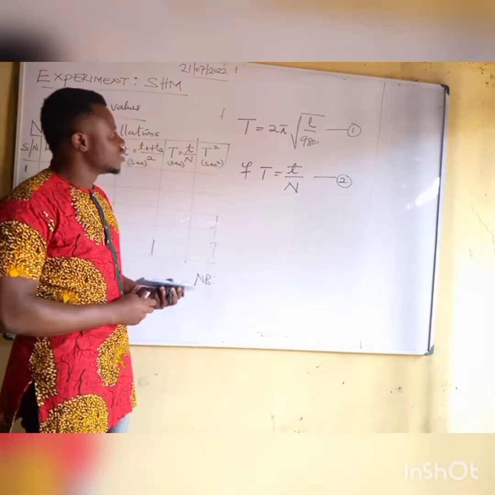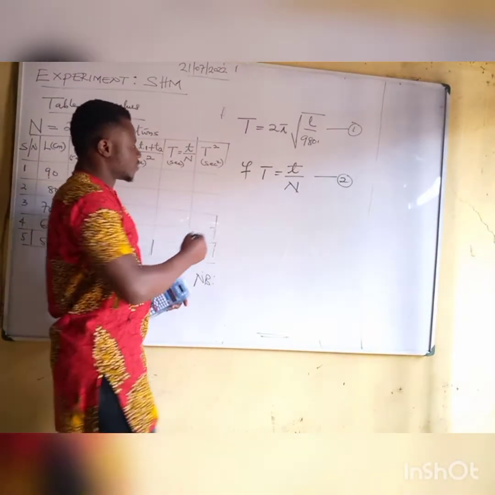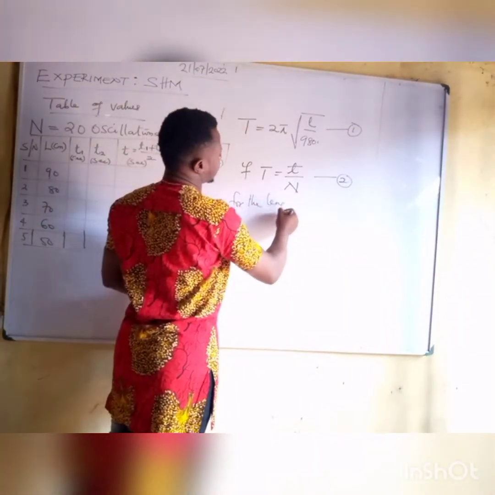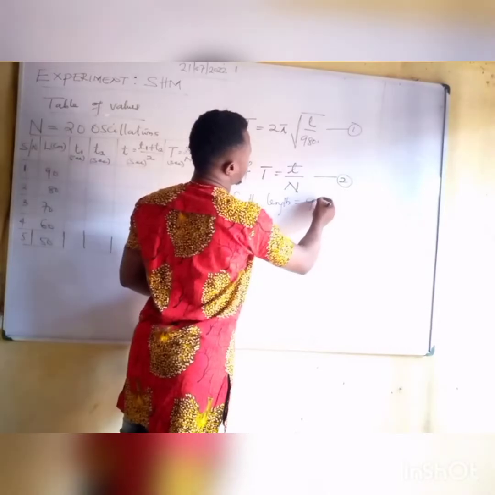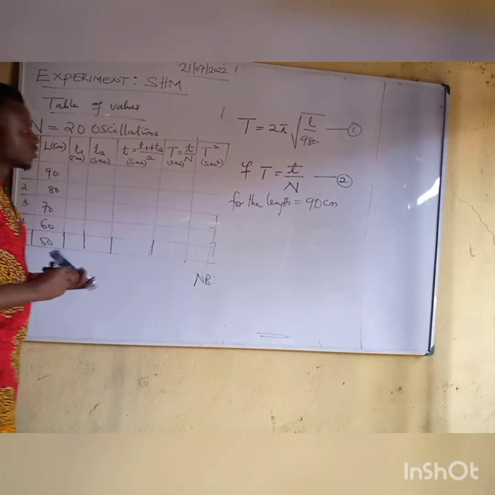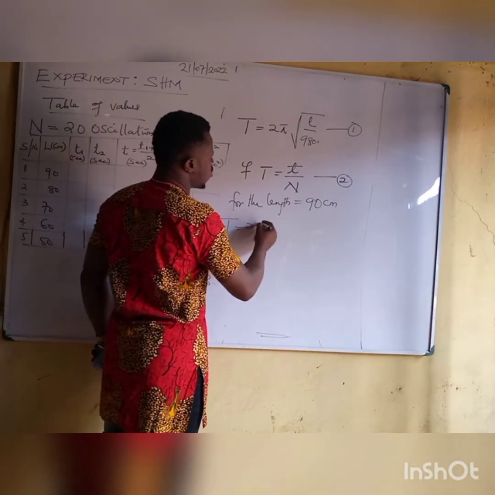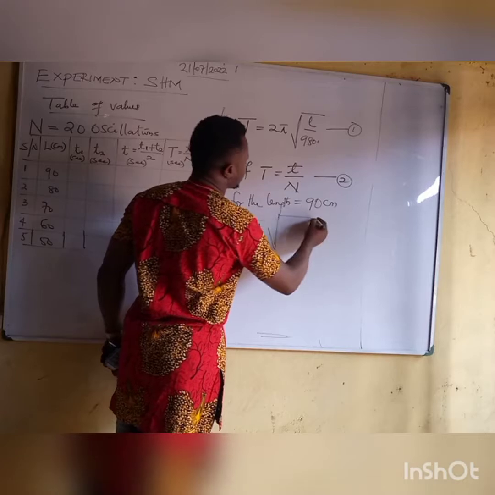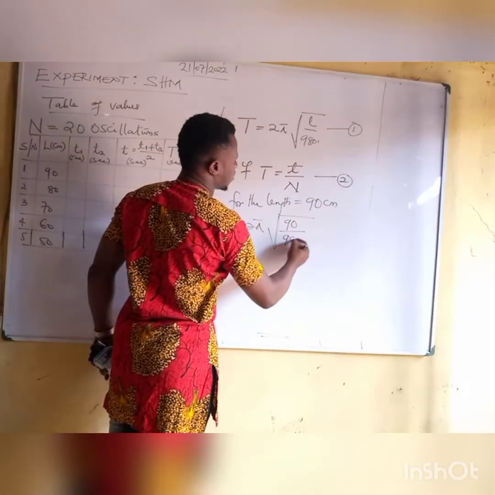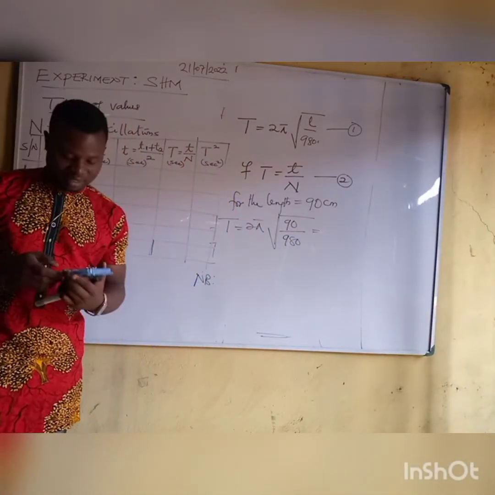You can now see, these are the two important word formulas. I can now say, for the length equal to 90 cm, let us solve. Let us fill up the table of values. Our T is equal to 2π square root of L over g, which is 90 over 980. Now the problem of this thing is, how do we press it?